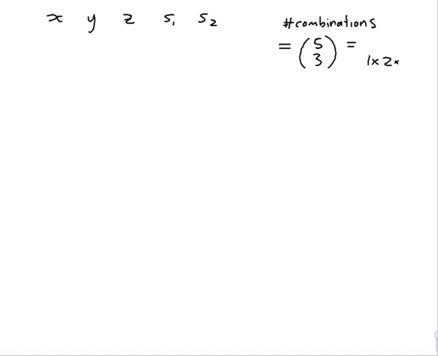So I've got a column for X, Y, Z, S1 and S2. Well, how many combinations am I going to get? So, number of combinations is equal to, well, I've got five columns and I need to choose three of them, so that would be 5 choose 3, which is equal to 5 times 4 times 3 on the top, and 1 times 2 times 3 on the bottom, so 10. So I should have 10 combinations.